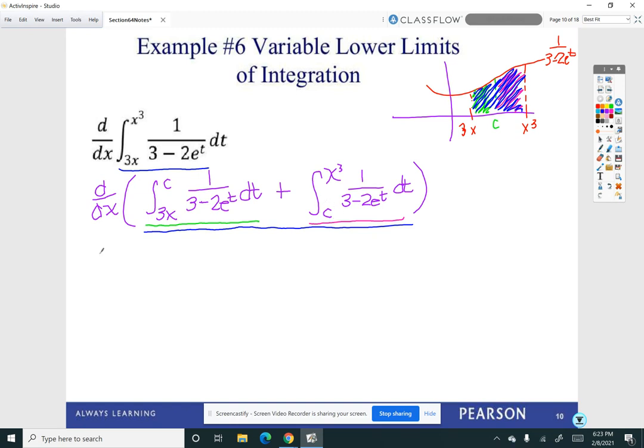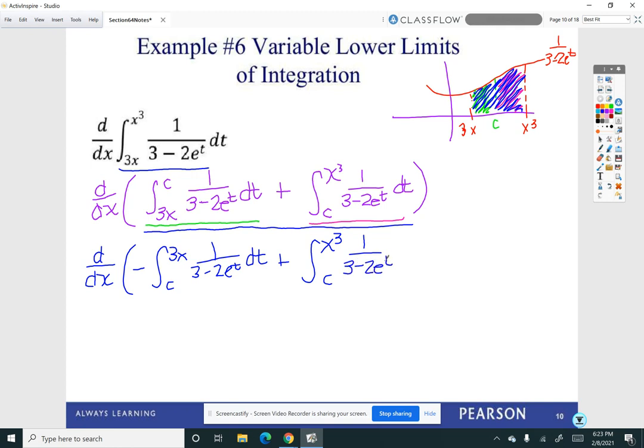Now, if we want to apply the fundamental theorem, I have to switch the limits of integration here because my constant needs to be down there at the bottom. I do that by putting a negative out in front. So that's another property of integrals. Now my second one was fine because I already have the constant on the bottom there.